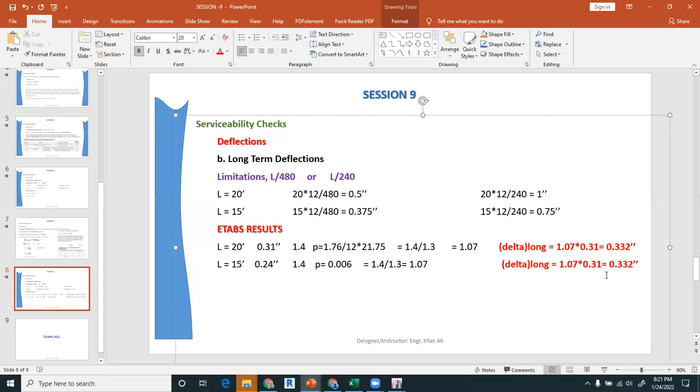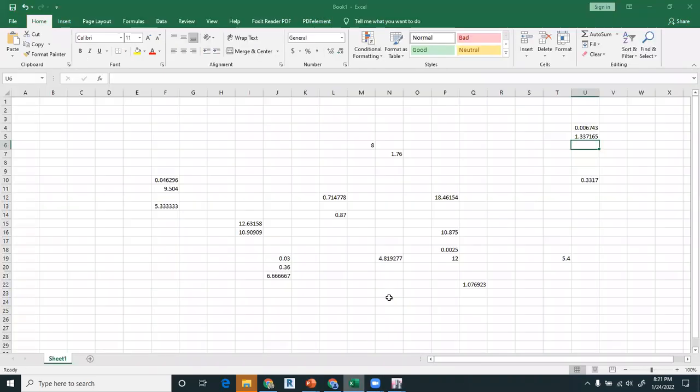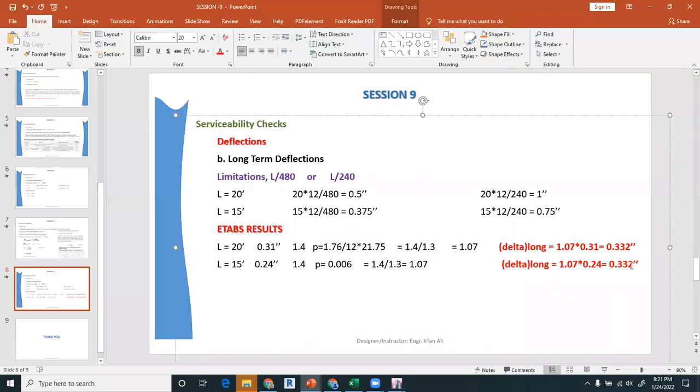This delta, that is, we have the limit 0.24. So we will be getting 1.07 into 0.2124. So it is 0.25. Let us make it 0.26. So its deflection is 0.26 inches.